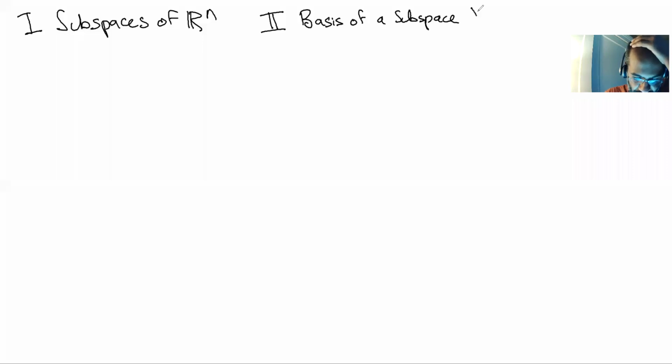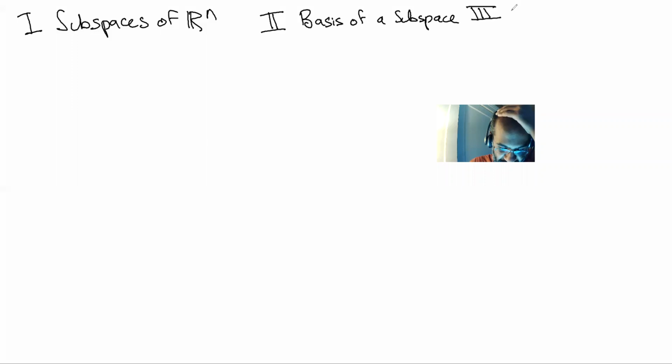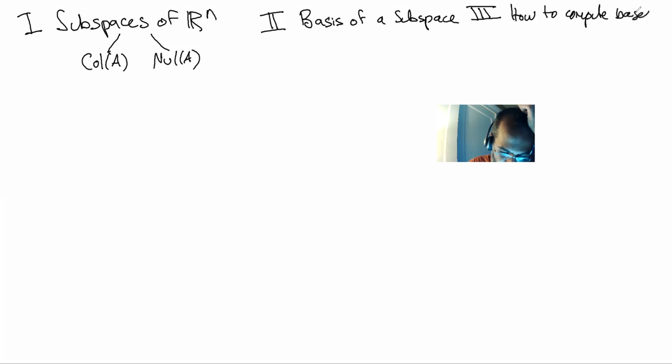And then finally, I'm going to talk about how to compute two important subspaces, bases of subspaces associated with a matrix. There are two important subspaces associated with a matrix called the column space and the null space. I'll say what those are in a moment. And the last thing will be how to compute bases of the column space and the null space of a matrix. So those are the three things on the agenda for today.